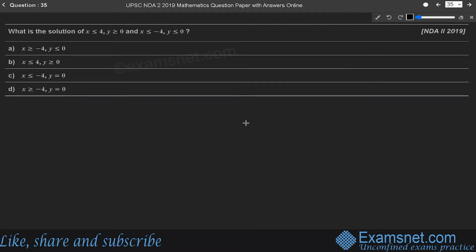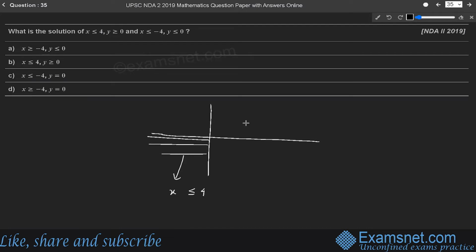Next question is a very simple question. What is the solution of x is less than or equal to 4? For this question, let us make the coordinate axis. x is less than or equal to 4 will be somewhere here. So this part is for x is less than or equal to 4.